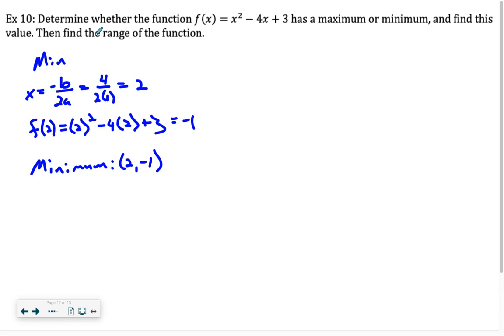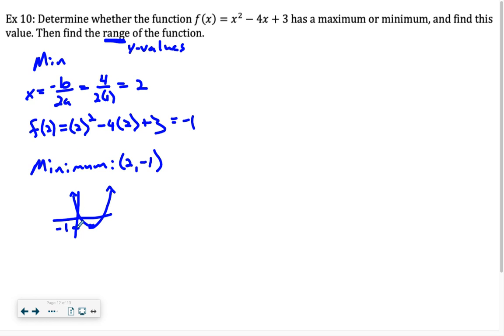Now, this also says find the range of the function. Range, remember, is all of the y values that the graph reaches. Okay, so here, if I know that the point 2, negative 1 is the vertex and it's a minimum, that means that a real quick sketch of my parabola would look something like this, right? Where we know that that y value is a negative 1. So the range, okay, if we have a minimum, is going to be negative 1 up to infinity.